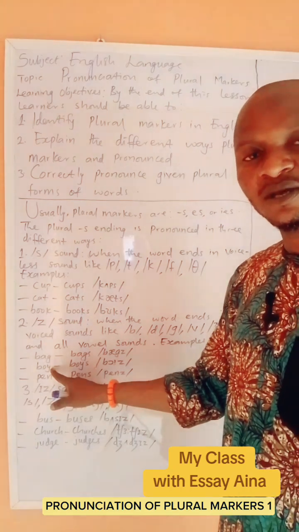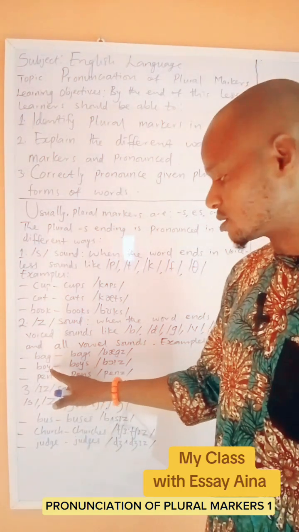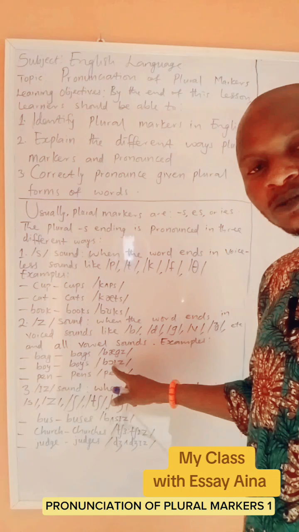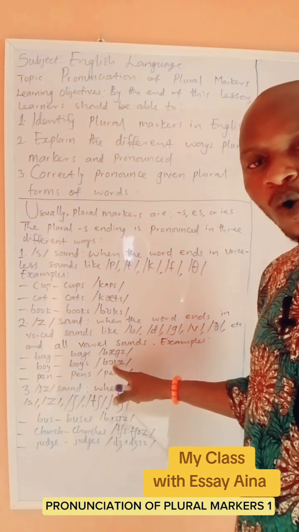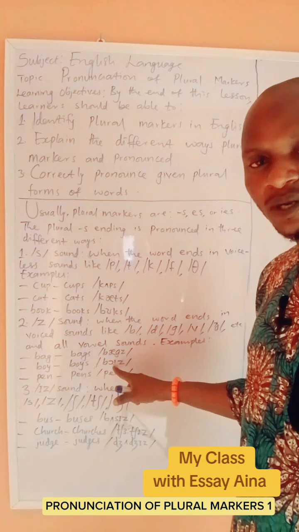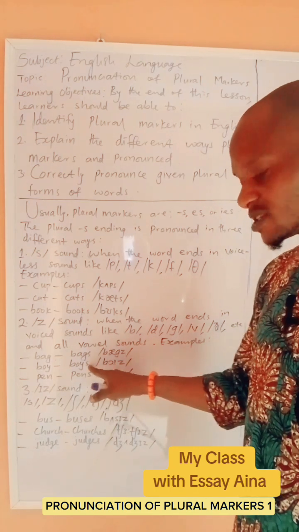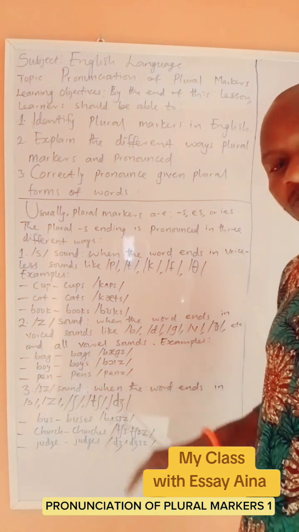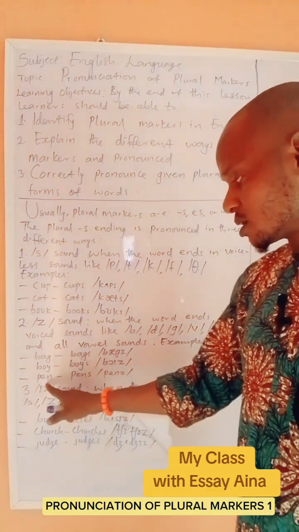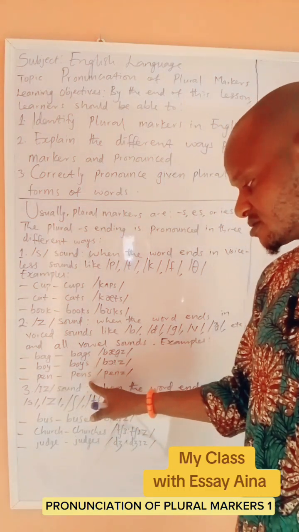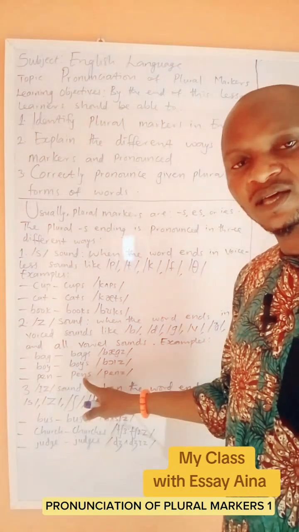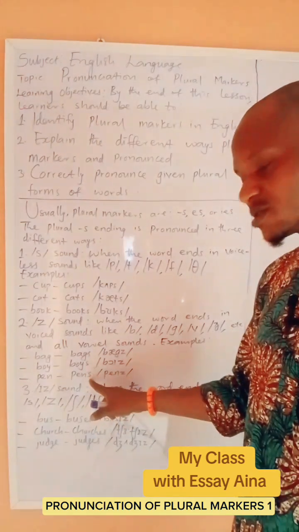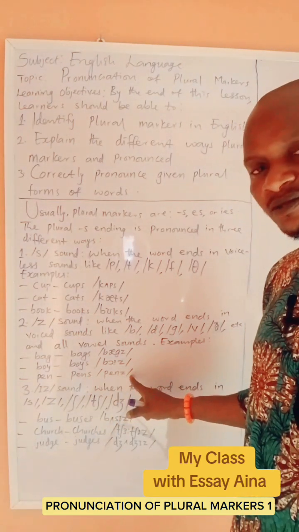Boy. The plural of boy is boyz. Because the last sound here is oi, which is a vowel. Therefore, this S we pronounce as z. So we have boys. So pen, pens, because the last sound here is a voiced consonant. Therefore, we pronounce this S as z.